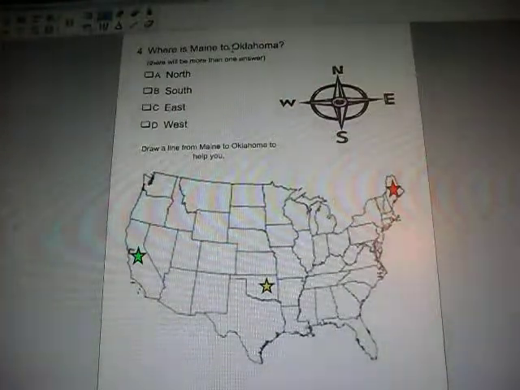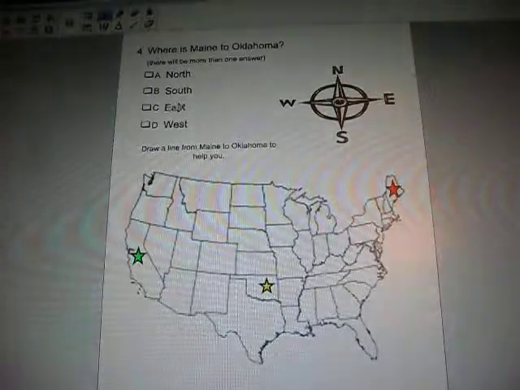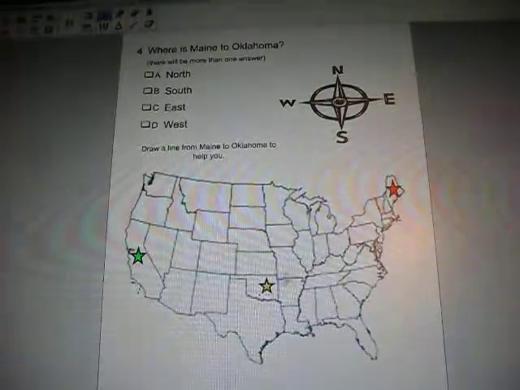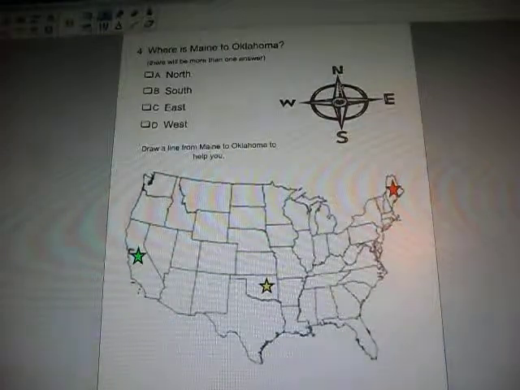The question is, where is Maine to Oklahoma? I also added there will be more than one answer because Maine is not only east of Oklahoma, but it's also north. So the answers will be north and east. And I also have them drawing a line that way and saying, okay, maybe in the middle of the compass, it won't be directly east or directly north.